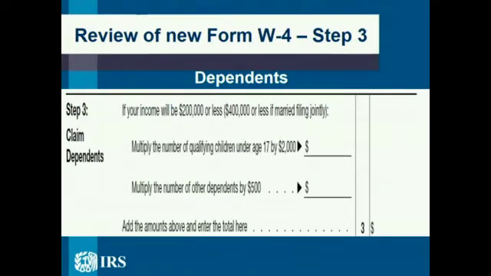Thank you, Scott. Now that employees have identified their filing status and job income, they can make further adjustments to their withholding using steps 3 and 4. Step 3 allows employees to adjust their taxes by claiming a credit for dependents.